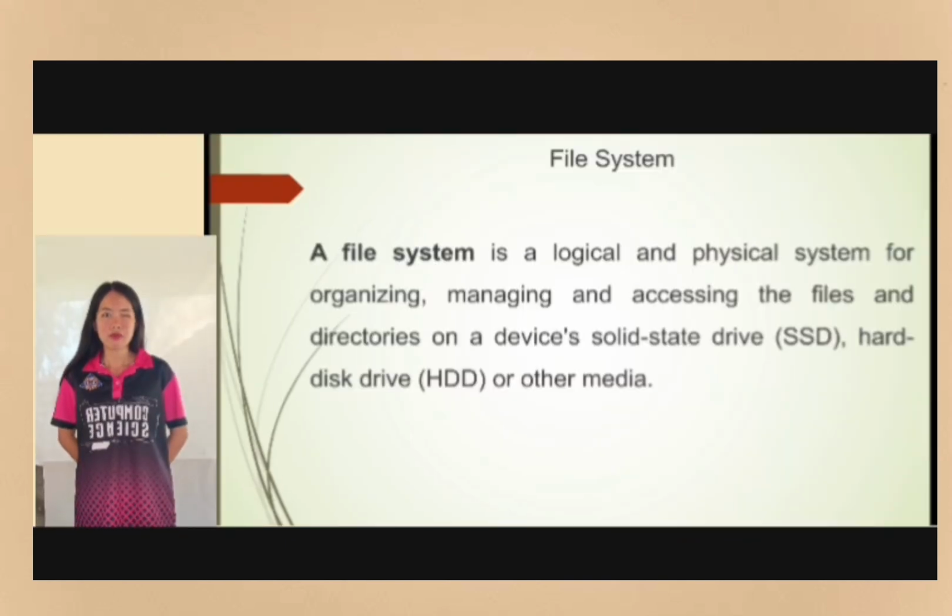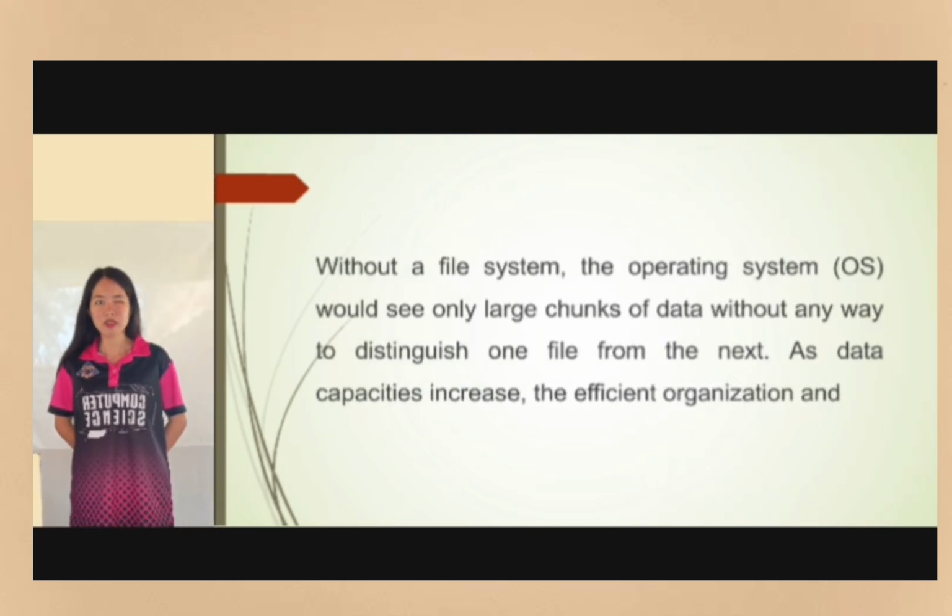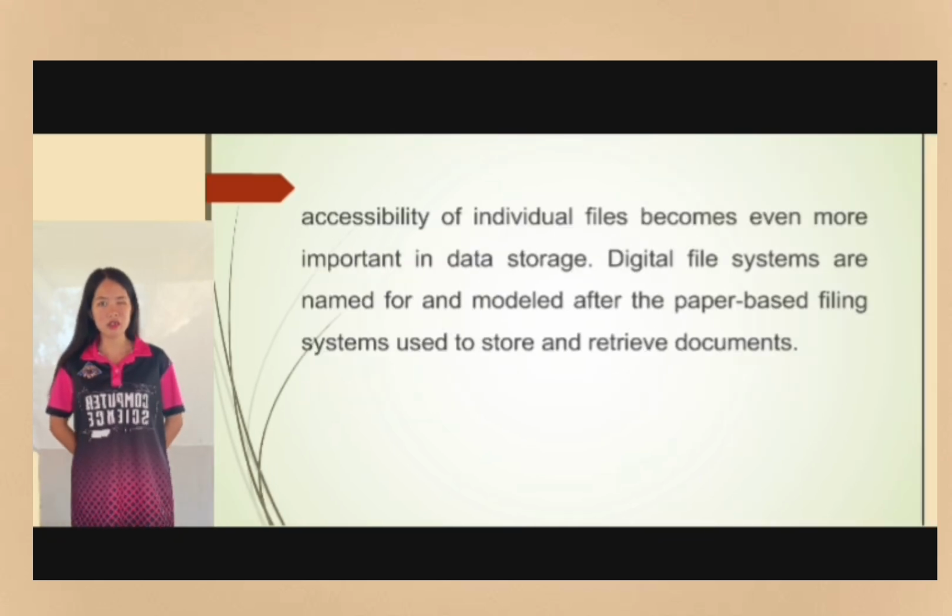File system. A file system is a logical and physical system for organizing, managing, and accessing the files and directories on a device's solid-state drive, or SSD, hard disk drive, or HDD, or other medium. Without a file system, the operating system, or OS, would see only large chunks of data without any way to distinguish one file from the next. As data capacities increase, the efficient organization and accessibility of individual files become even more important in data storage.